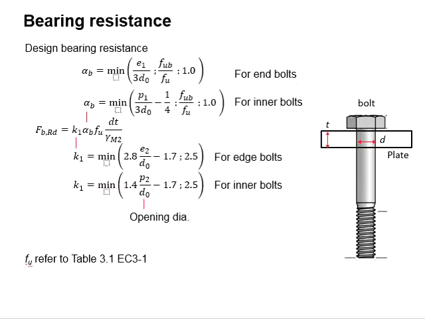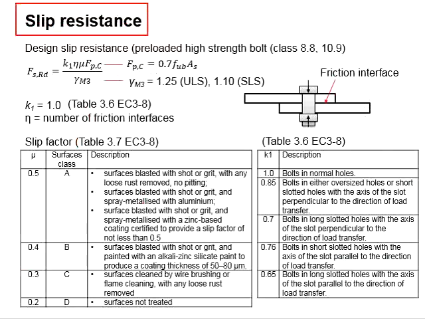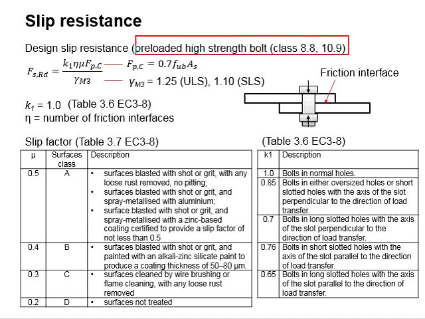the bolt, the bearing resistance of the steel plate, and also the slip resistance caused by the preloaded high-strength bolt. The slip resistance only appears when a bolt class of 8.8 and 10.9 are used, where a preload is applied onto the bolt. This preload causes a compressive load acting onto the steel plate and leads to frictional resistance between the interface of the steel plate.